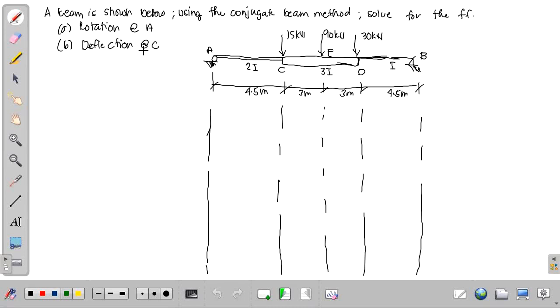So the first step, we need to solve for the M over EI diagram of our real beam. So this is now our real beam. To solve for the M over EI diagram of our real beam, we need to first solve for the reactions of the real beam. So kindly solve for the reaction at B and the reaction at A.